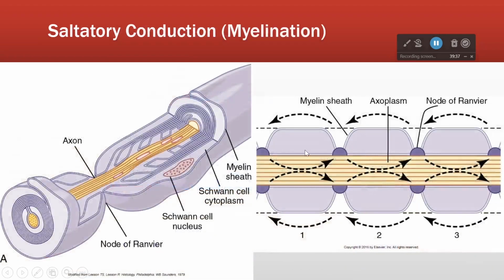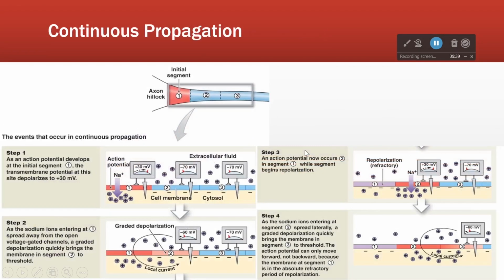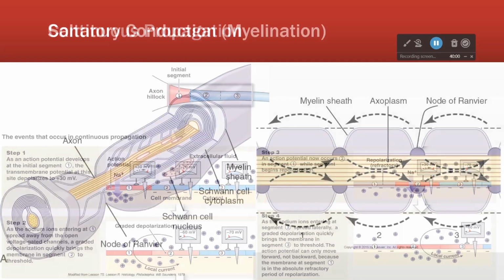All right. So this is continuous propagation. This is old school. Our oldest neurons, like our pain neurons, work in this way. The downside with this system is you've got to move a lot of positive ions around to get this to go from one end to the other. In other words, it's slow.